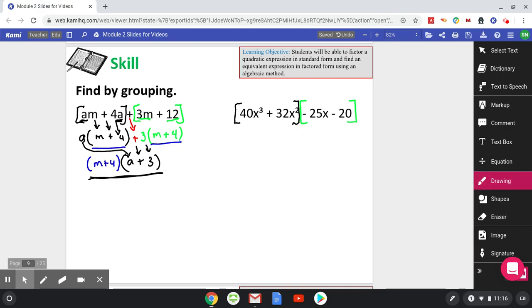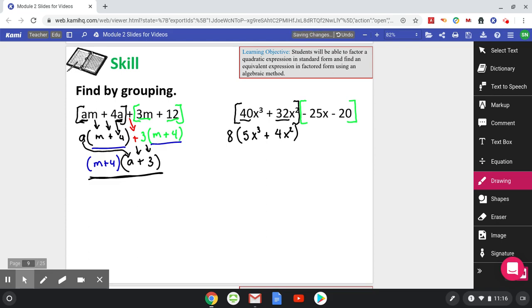Let's start by factoring the greatest common monomial factor on the one in black. So let's start with which number divides both 40 and 32? 8. 40 divided by 8 is 5. Bring down the variables for now. X cubed plus 32 divided by 8 is 4. Bring down the x squared.